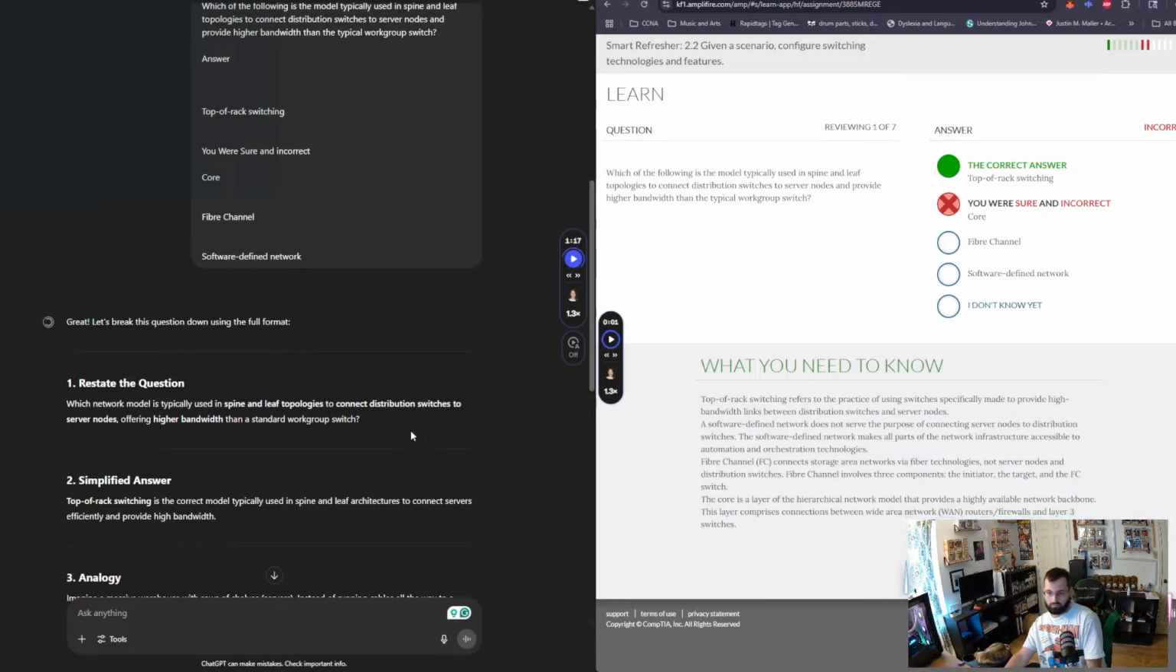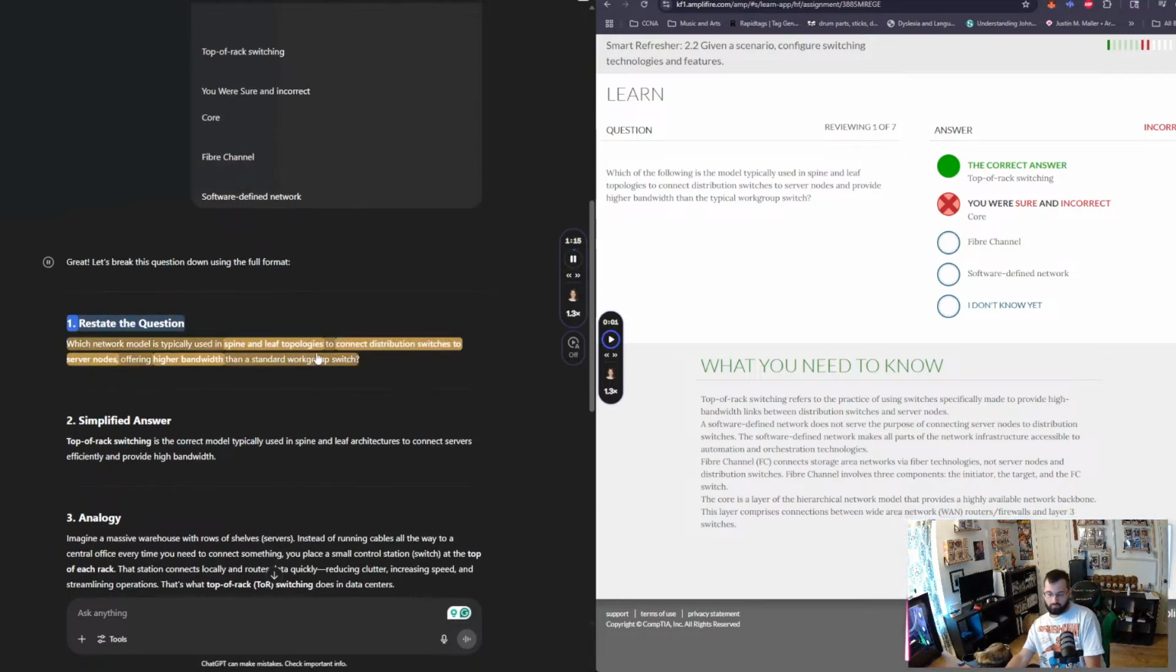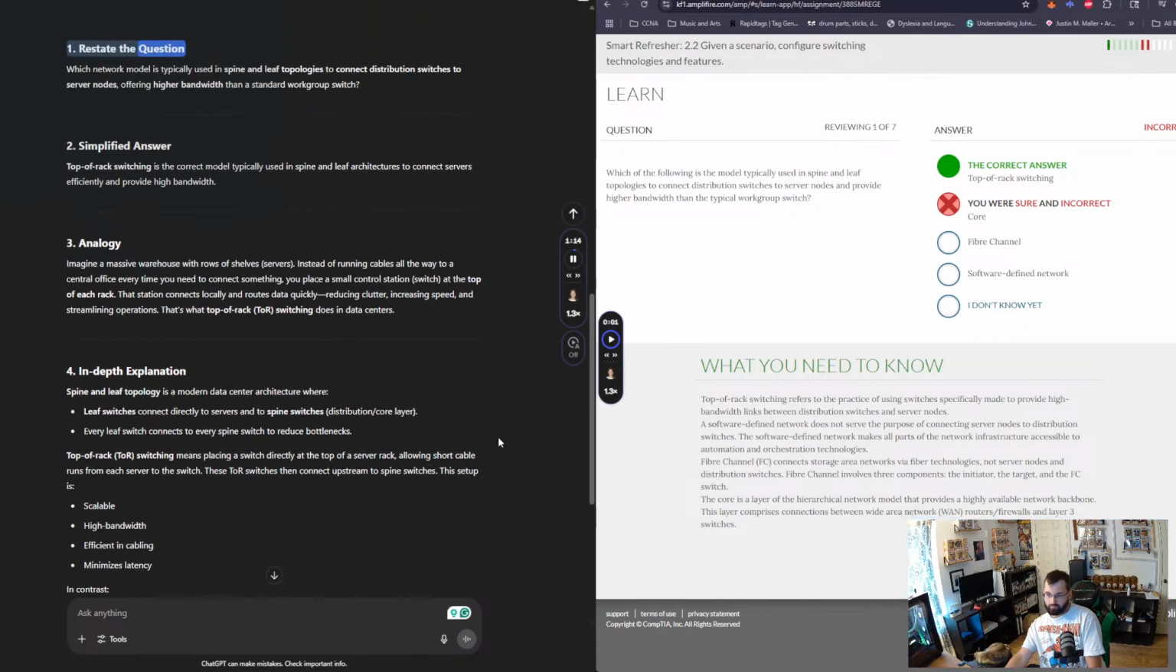Great. Let's break this one. Restate the question. Which network model is typically used in spine and leaf topologies to connect distribution switches to server nodes, offering higher bandwidth than a standard workgroup switch? 2. Simplified answer. Top-of-rack switching is the correct model typically used in spine and leaf architectures to connect servers efficiently and provide high bandwidth.